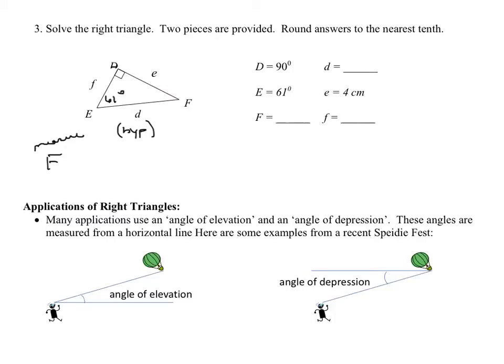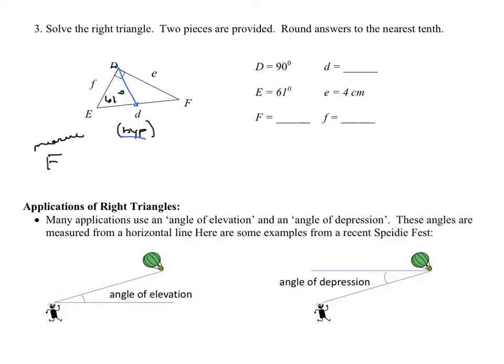Okay, now in this next example, I wrote a few things already. In this next example, we're going to solve the right triangle with different types of information. So I labeled D is the 90 degree angle, but opposite D is the hypotenuse, little d. So that's right, I wrote HYP. And then capital E, angle E, is 61 degrees.